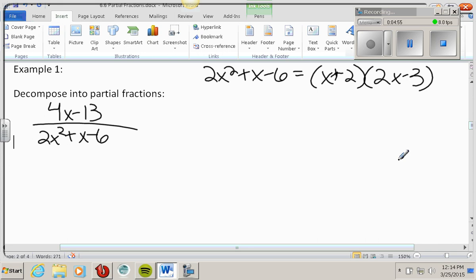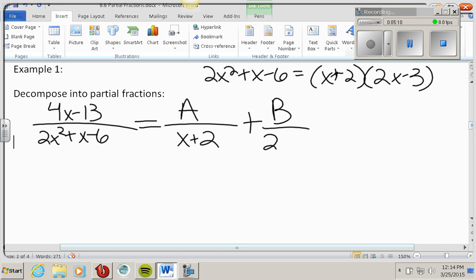All right, going back to our expression, what we need to do is to separate those factors such that we have A, which is some constant that we're going to find, over x plus 2, plus B, which is another constant that we're going to find, over 2x minus 3.